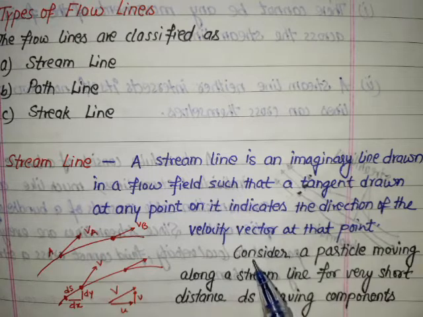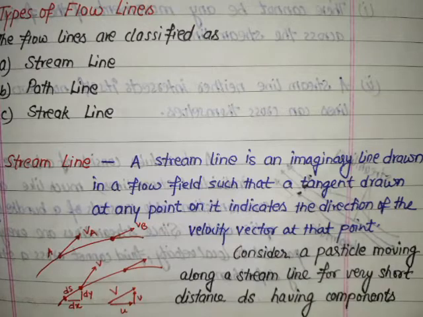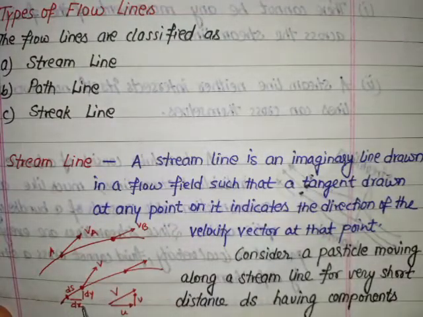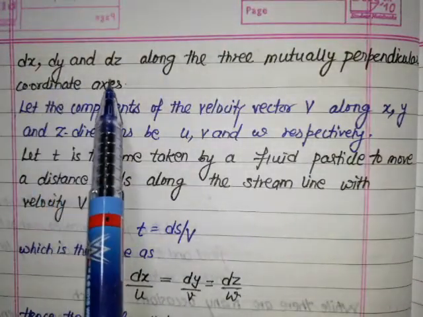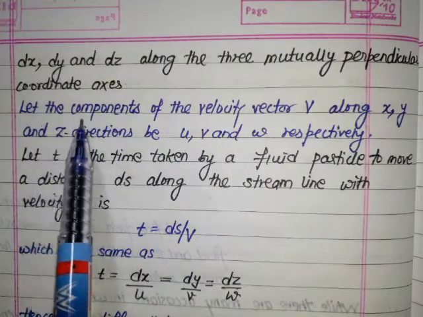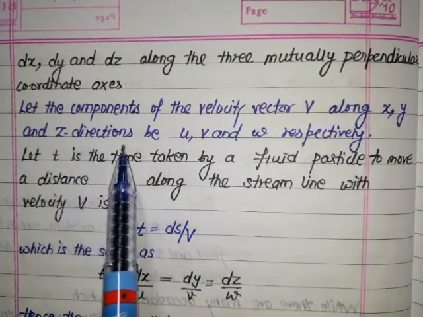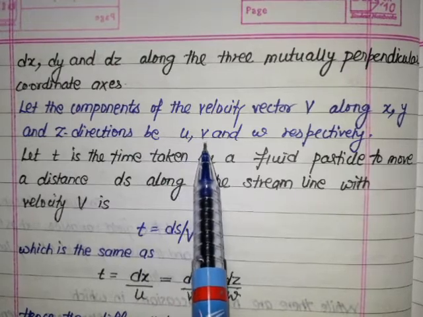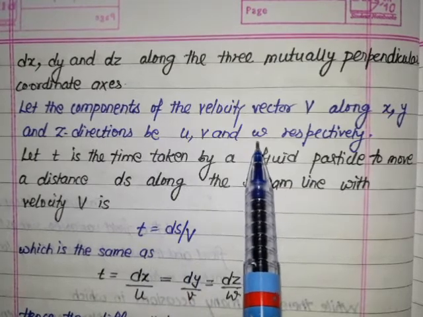So consider a particle moving along a streamline for a very short distance, that is ds, having components dx, dy, dz along the three mutually perpendicular coordinate axes. Let the components of the velocity vector v along the x, y and z directions be u, small v and small w respectively. These are the velocity components in the x, y and z directions.